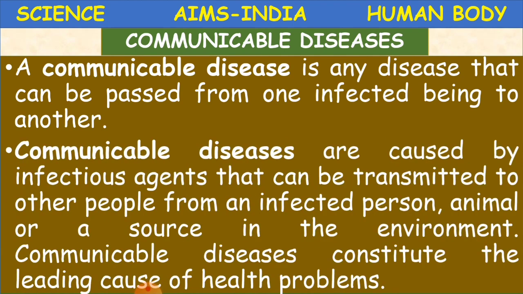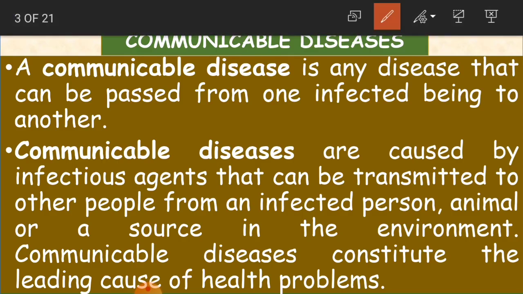And communicable diseases are caused by infectious agents that can be transmitted to other people from an infected person, animal, or a source in the environment. Okay, communicable diseases are caused by infectious agents, and that is going to be transferred from an infected person to another person. And these infectious agents may be an infected person, animal, or a source in the environment.